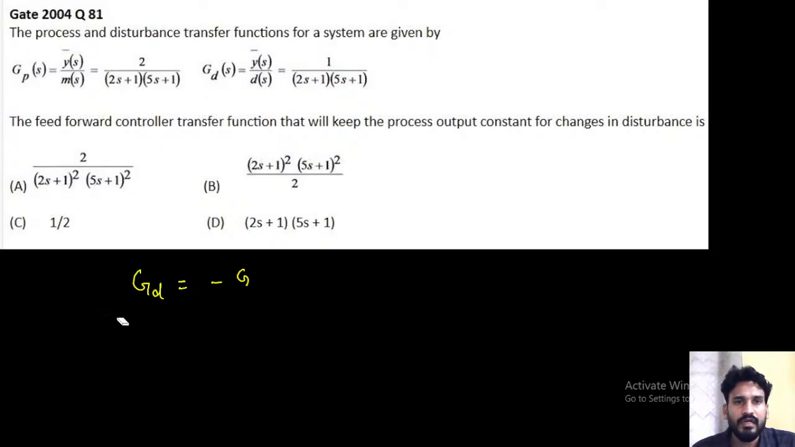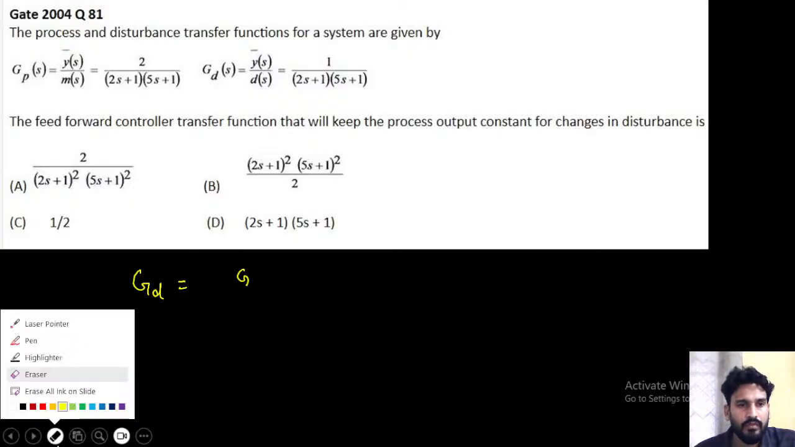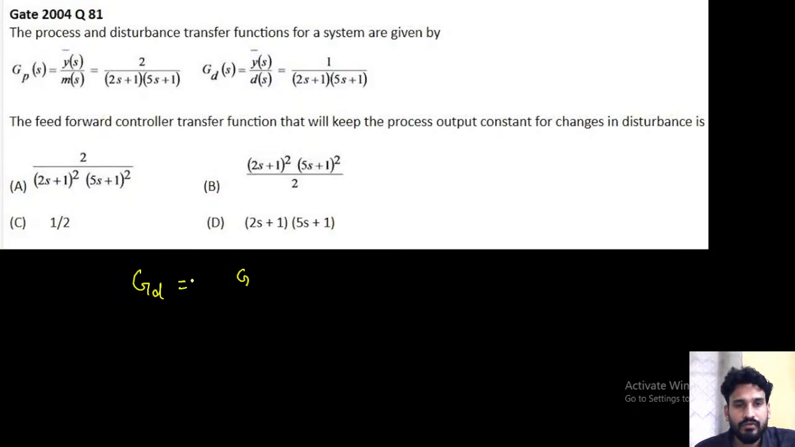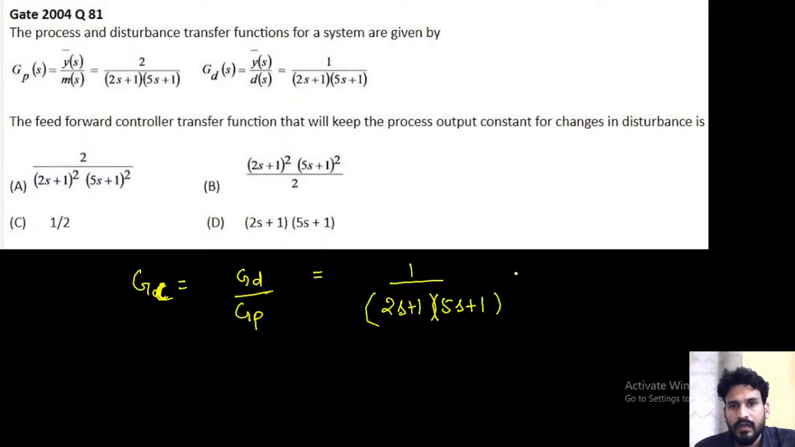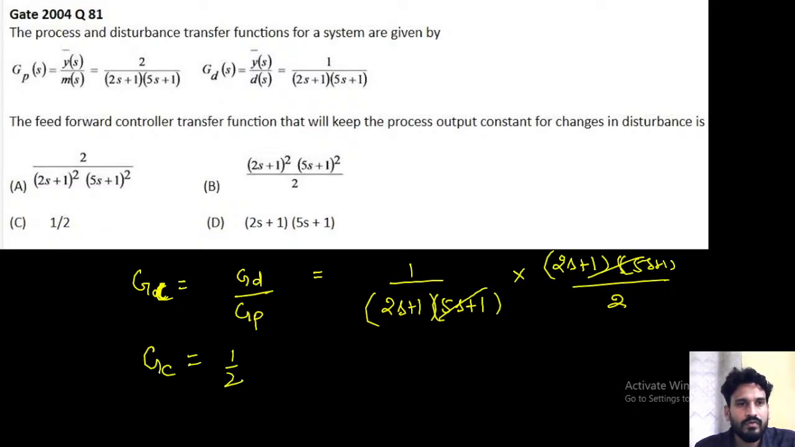Because here we do not have the block diagram, accordingly we have to proceed with the options. So what is my GC? GC is my GD divided by GP. What is my GD? GD is 1 divided by (2s plus 1)(5s plus 1). And what is my GP? That is (2s plus 1)(5s plus 1) divided by 2. These cancel. What is it? It is half. So C is the correct option.